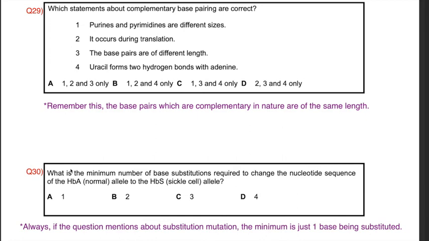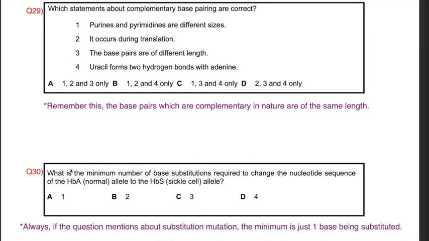Question 29. Which statements about complementary base pairing are correct? 1. Purines and pyrimidines are different sizes. 2. It occurs during translation. 3. The base pairs are of different length. 4. Uracil forms 2 hydrogen bonds with adenine. Remember this carefully. The base pairs which are complementary in nature are of the same length. Therefore, if you go to statement 3, they have mentioned the base pairs are of different length, which is incorrect.